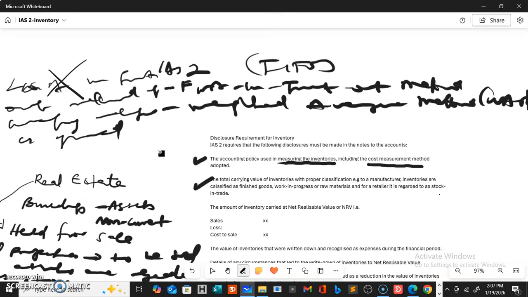According to IAS 2, you are required to disclose the total carrying value of the inventories with proper classification. For a manufacturer, inventories are classified as finished goods, work in progress, or raw materials. And for a retailer, it is referred to as stock in trade, okay? So we should take note of this.